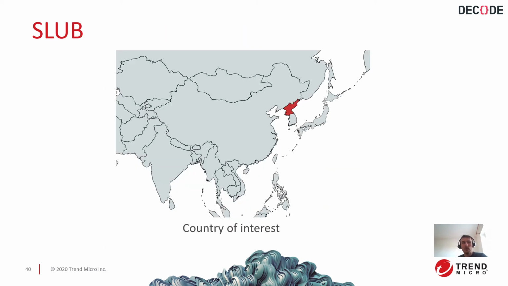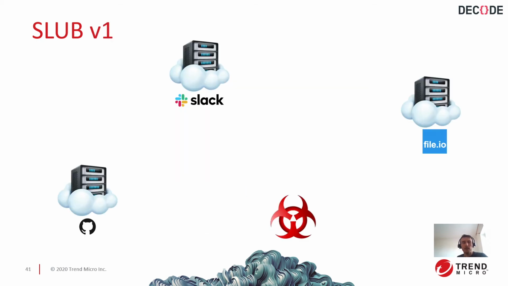Now let's move to the last and probably the most interesting threat actor we have recently analyzed. It's called SLUB, and it's targeting victims who have an interest in North Korean issues or in North Korea. For SLUB, we observed a few versions, so we start with version number 1. The name SLUB was given by the letters SL and UB.